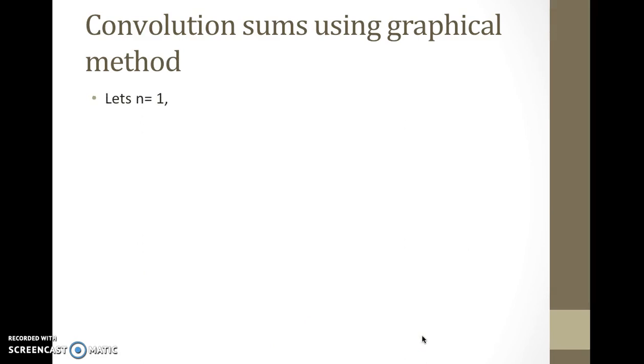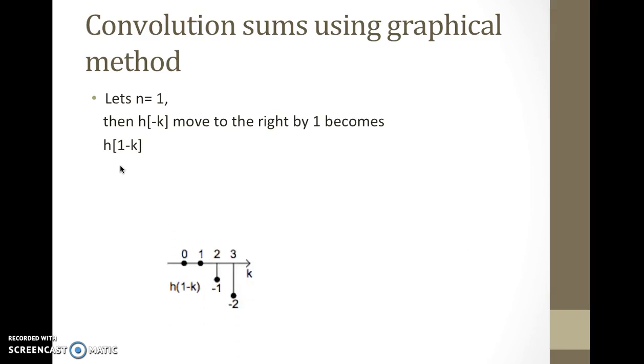Okay, now let's take n equals 1. When n equals 1, the h of k has to move to the right by 1. It becomes h of 1 minus k, because now n is 1. Remember, n minus k, so 1 minus k. Based on the h of minus k graph, you move to the right. Just now you started at 0, so you move to the right, and it becomes start at 1, at 2 is minus 1, at 3 is minus 2. So this is h1 minus k.